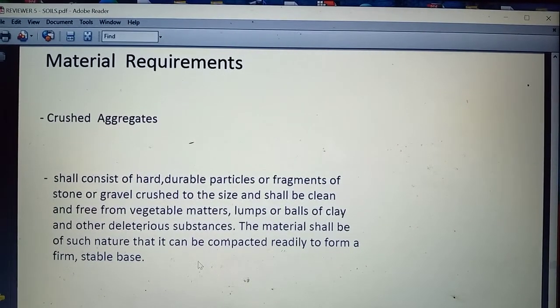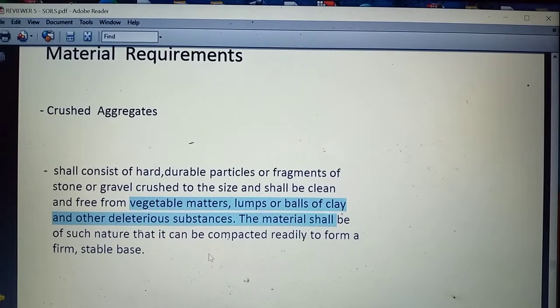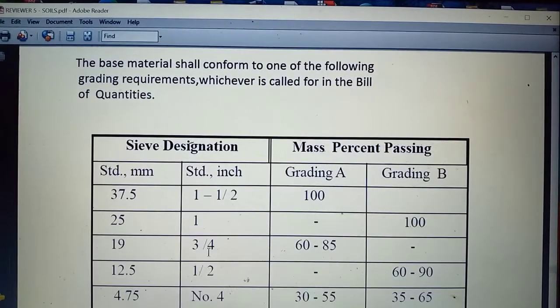So, shall consist of hard, durable particles or fragments of stones, crushed to the size, and shall be clean and free from vegetable matter. So, just like item 104, embankment, item 200, aggregate sa base course, and item 201, aggregate base course, ganon din, dapat walang vegetable matters, walang lumps of clay, and another unsuitable materials or these deleterious substances. Okay? So, ito yung grading requirements niya.